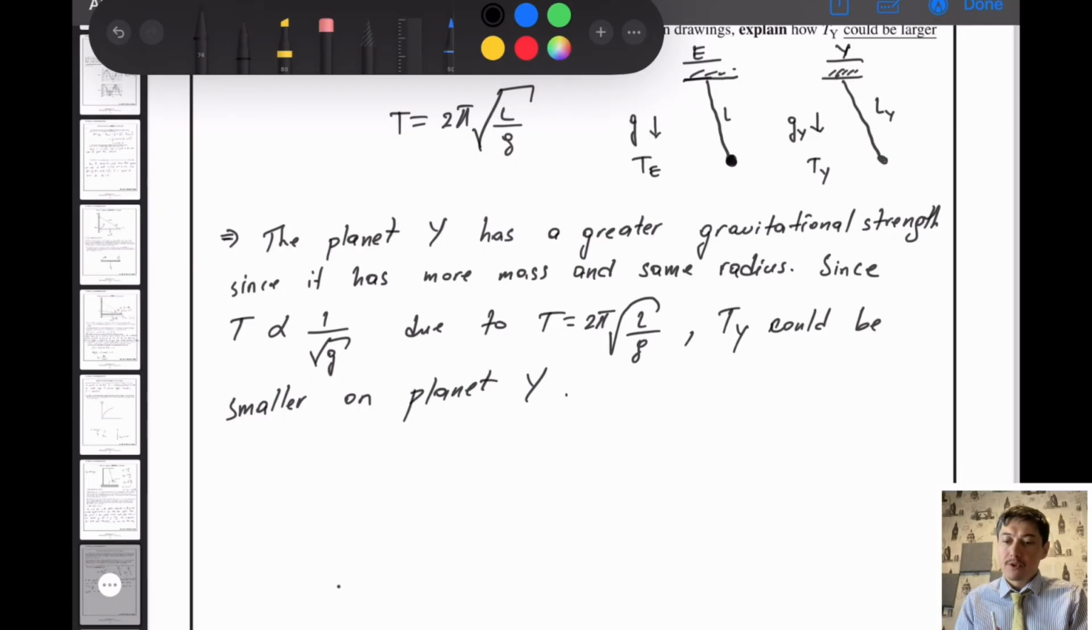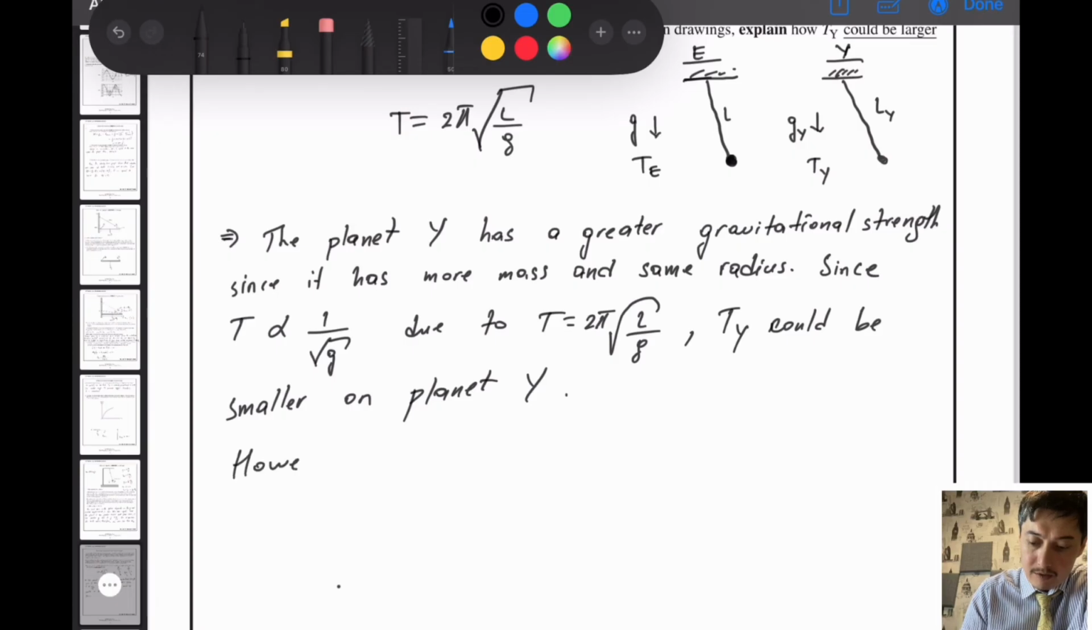Now, this was the first scenario. In the second scenario, we also have another factor here, the length. Because of different gravitational force, the pulling is different. If you have stronger gravitational force, the pulling will be more and the length will be more. So on planet Y, the string will be elongated, stretched. Because of that, it's possible that the period increases for longer length. If the increase in the length is more than the increase in g, we are going to end up with a longer period.